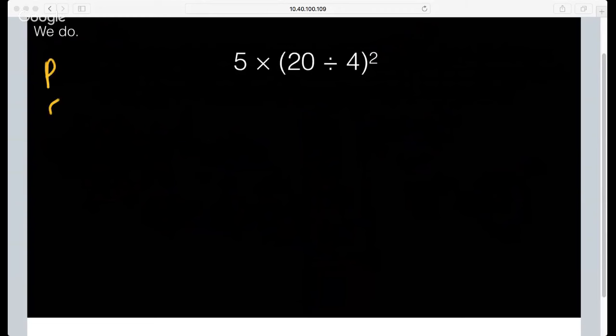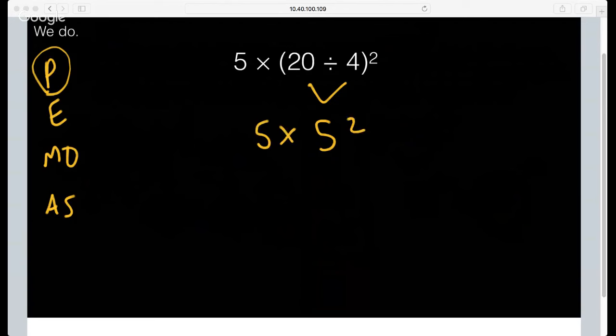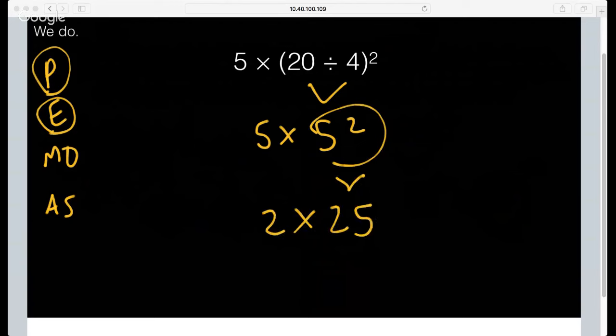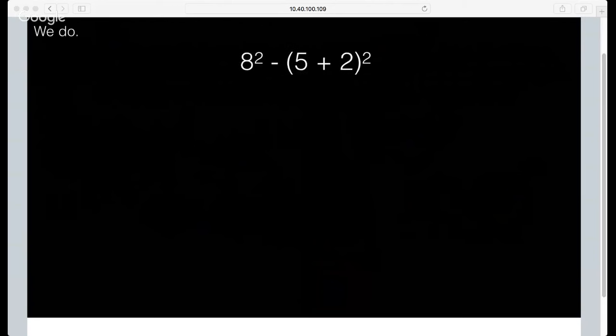So we need to have our order of operations, and we're going to start with parentheses. That's right here. 20 divided by 4 is 5. And so I'm going to write the rest: 5 times 5 and then squared. Now we need to do exponents, which is right here, and that'll equal 25. 5 times 25. And 5 groups of 25 would be 125.